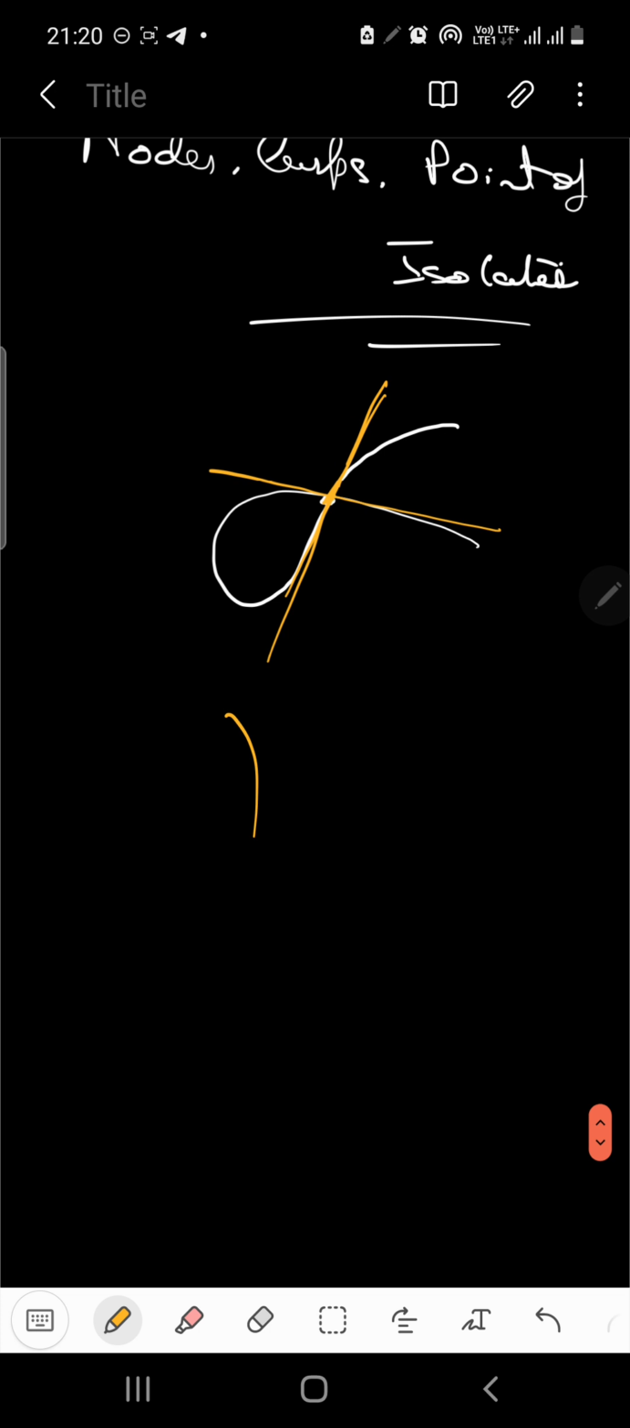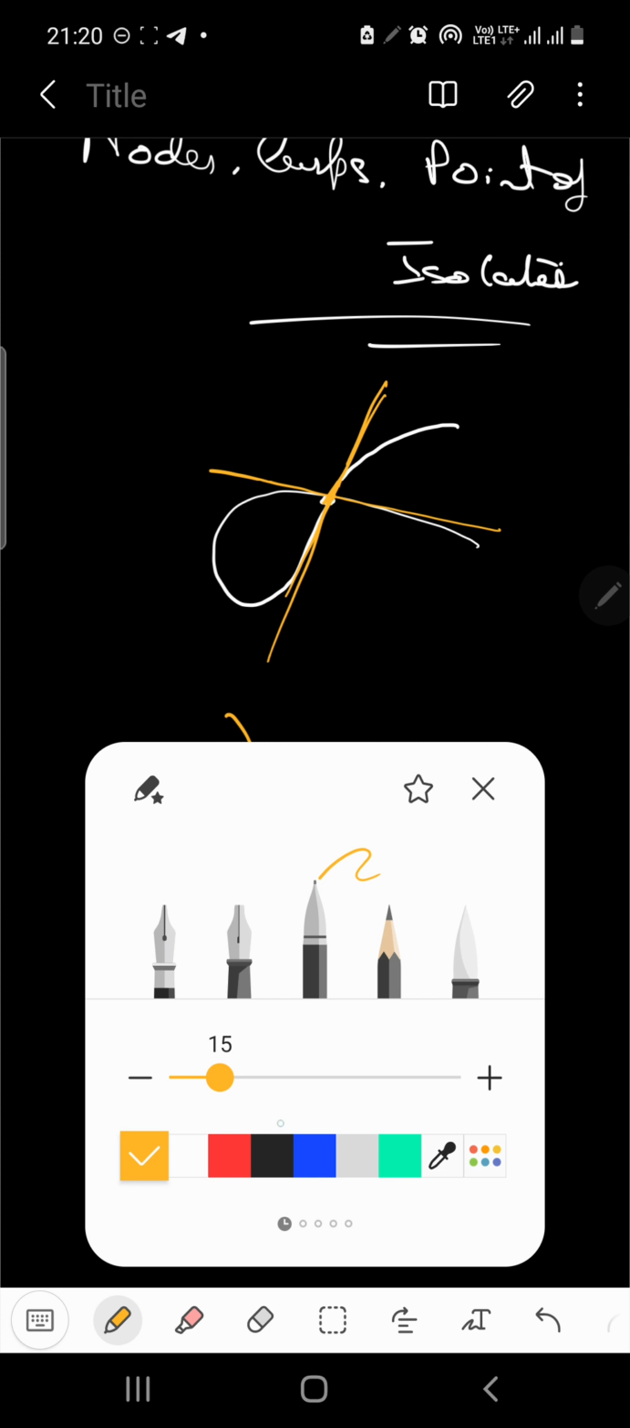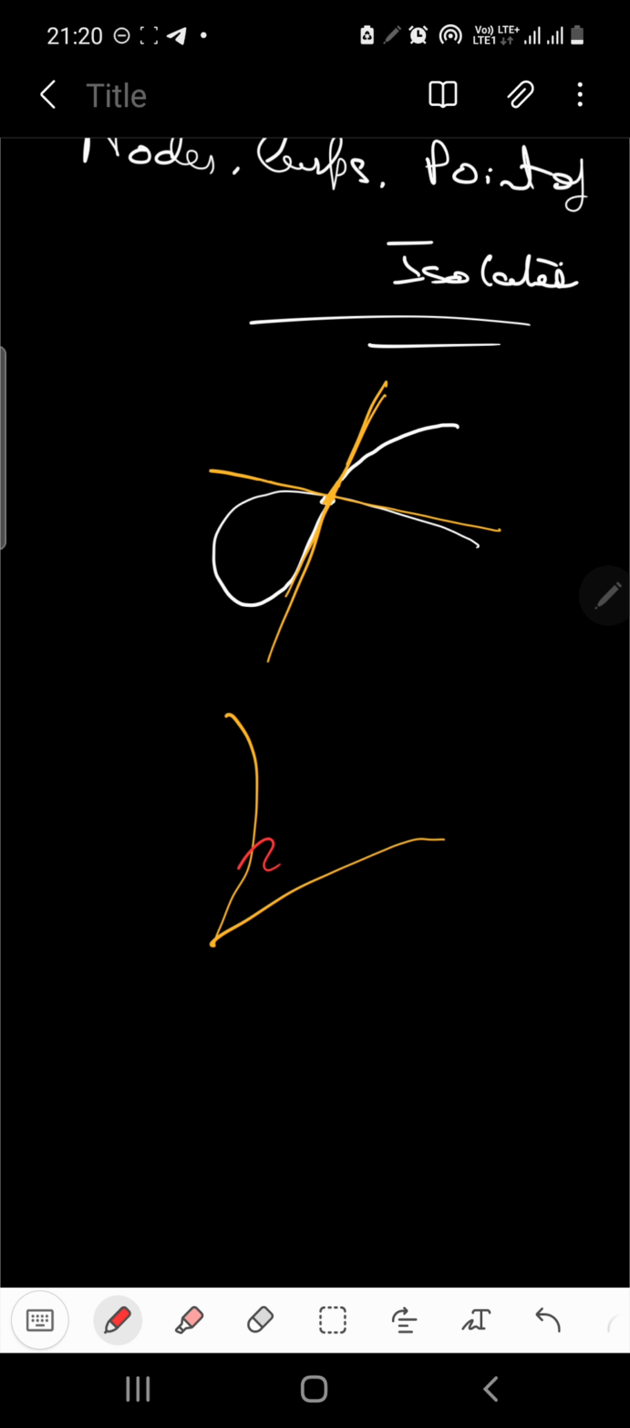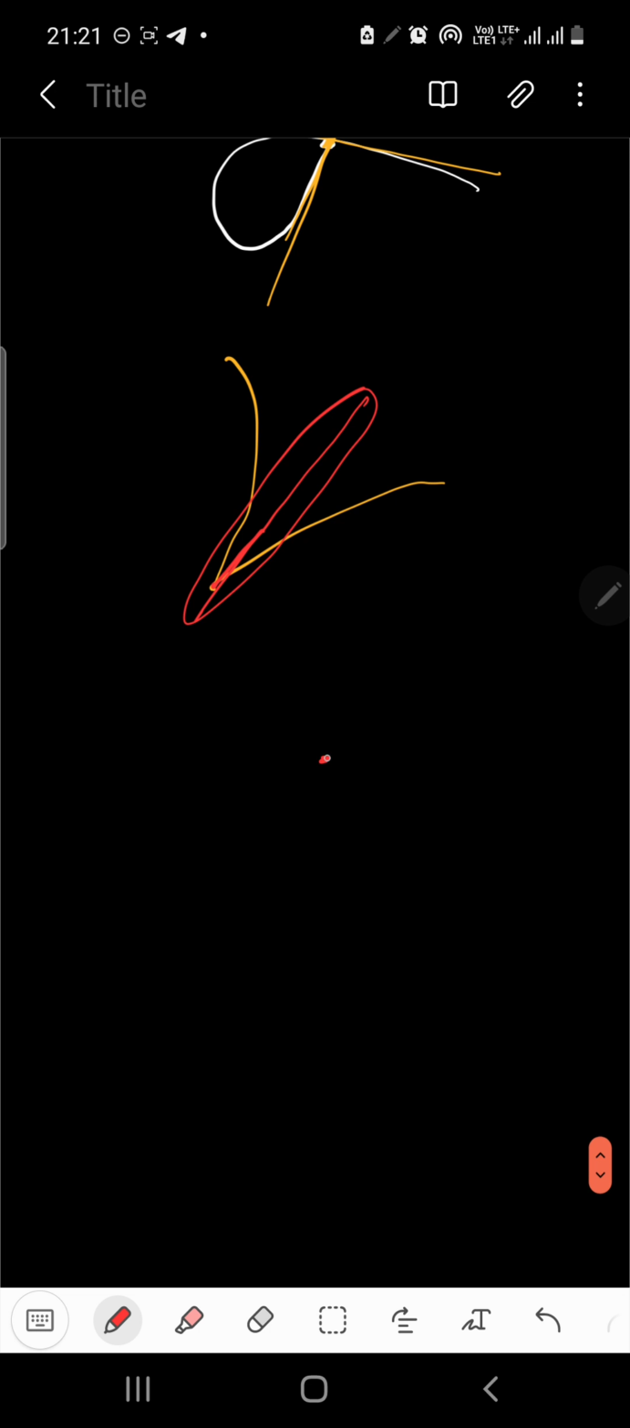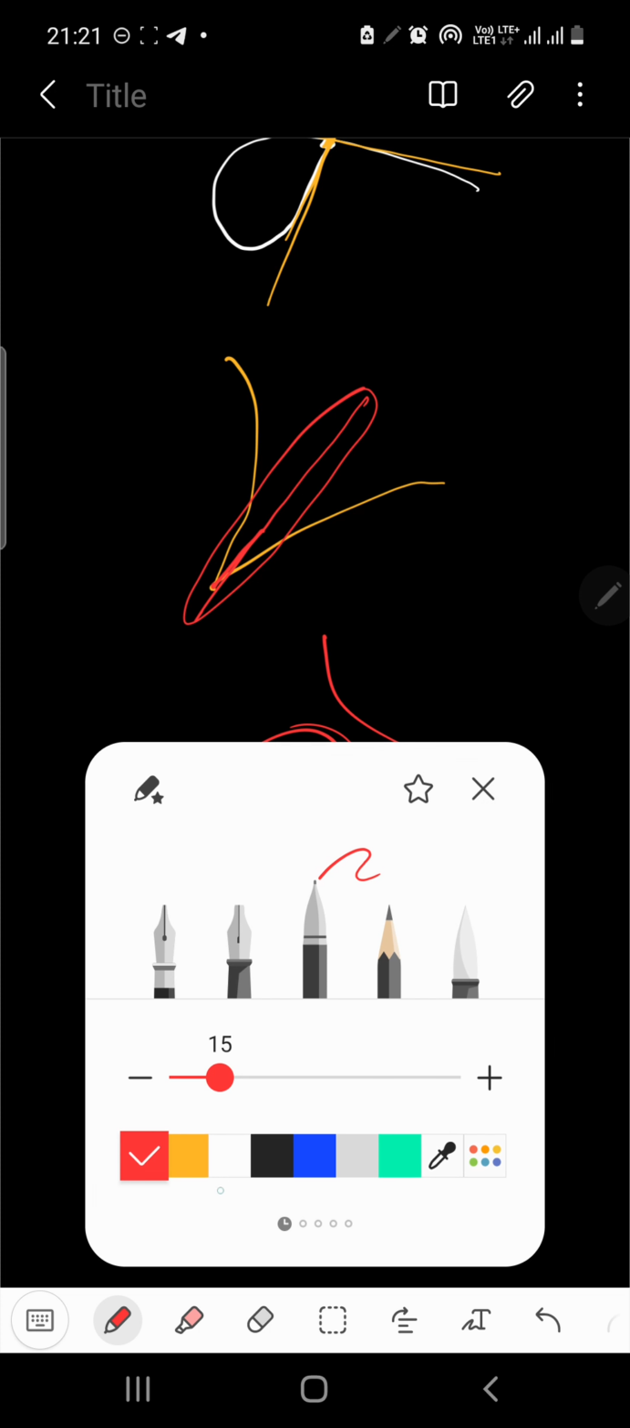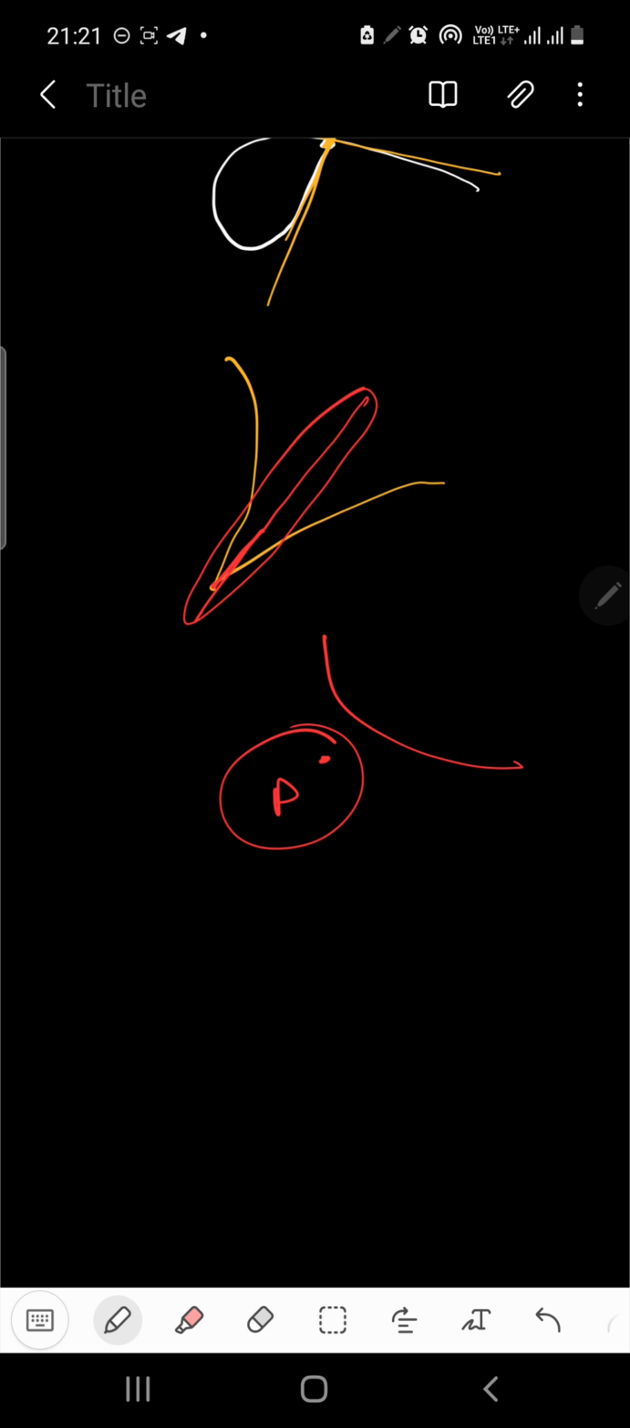You can also have a curve like this, where two different branches of the curve pass through one point, but if you draw a tangent at the point, you will get one single tangent common to both the branches. This sort of point is called a cusp. And you have a point, say like this, with a curve like this, where there is no real part of the curve in the neighborhood of this point P. This sort of point is called an isolated point. Clear?